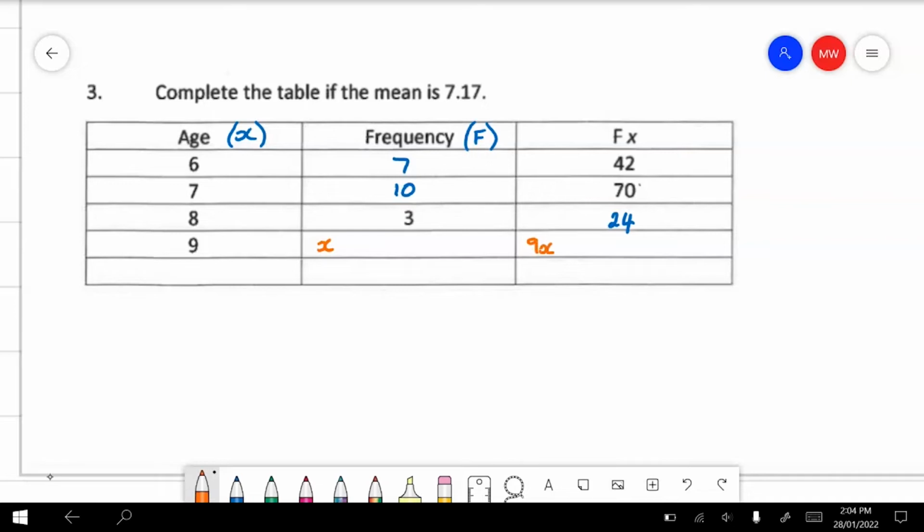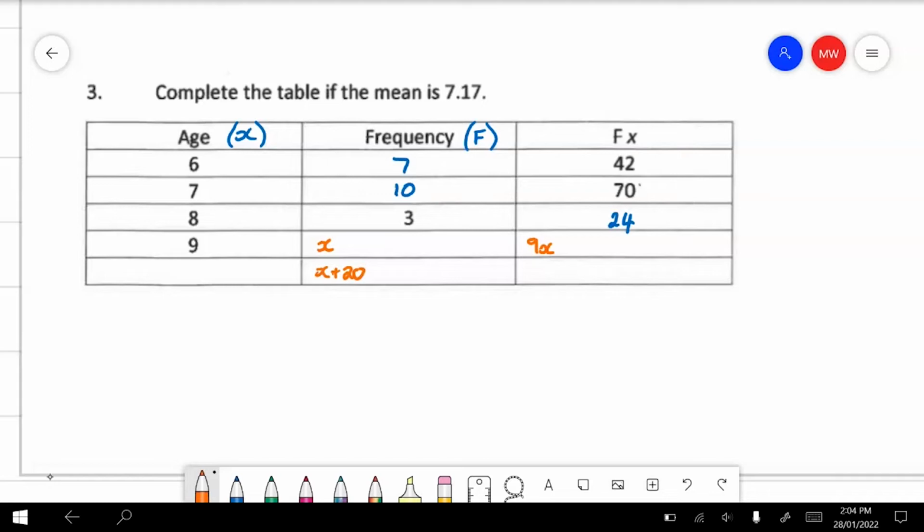I don't want to put a y in there, or another letter, because then there'll be too much for me to work out. Now that I've given those values of x and 9x, I'm going to fill out the totals column down the bottom as well. If I add 7, 10 and 3, I get 20. So down the bottom here I've got x plus 20. Whatever x is, plus 20 will be the total down there.